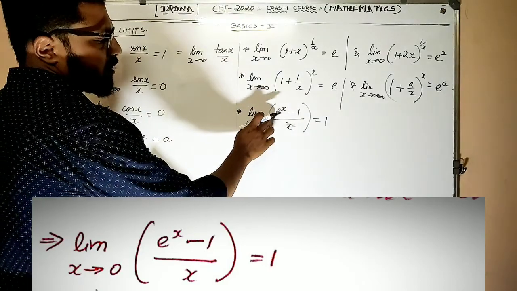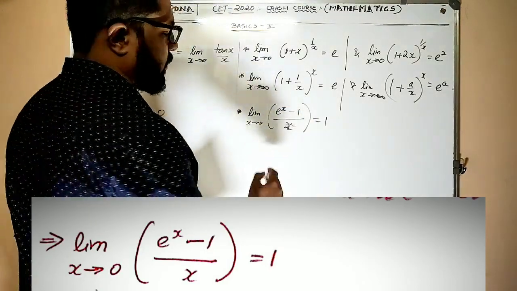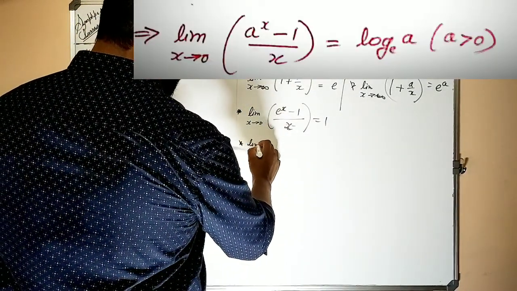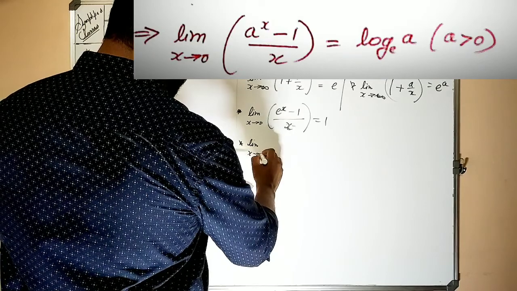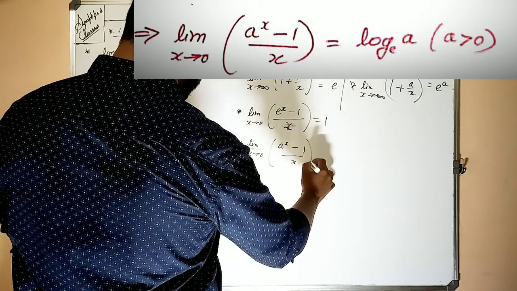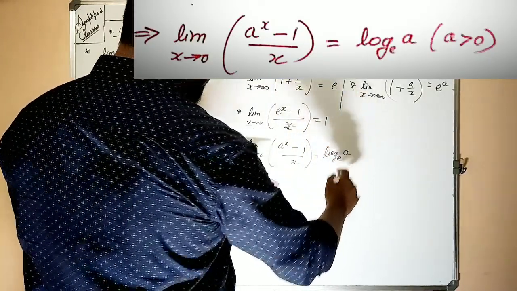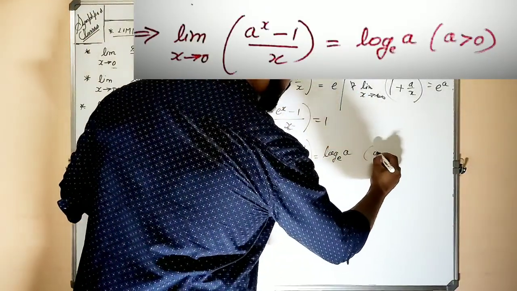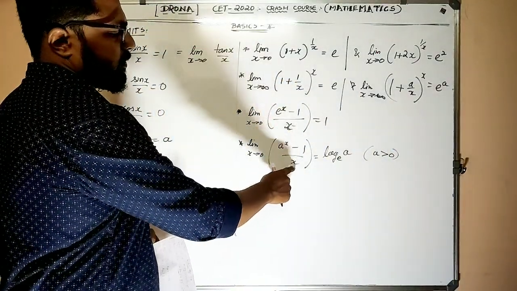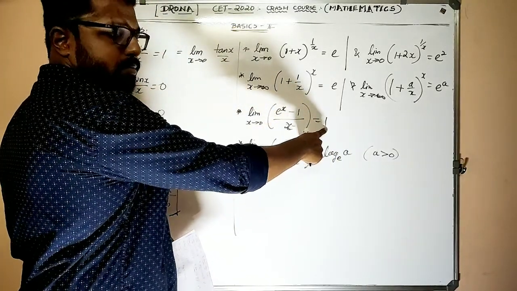So just remember this: the limit of (e to the power of x minus 1) divided by x is equal to 1 when x is tending to 0. Then again, a few more. The limit as x tends to 0 of (a to the power of x minus 1) divided by x is equal to log of a base e, given that a is greater than 0. Okay, (a to the power of x minus 1) divided by x is equal to log a base e. Here it is just 1.